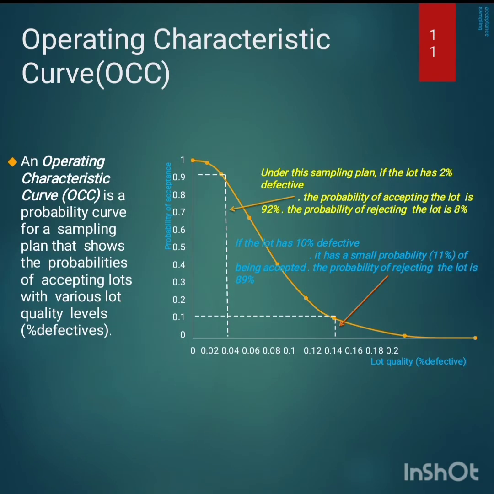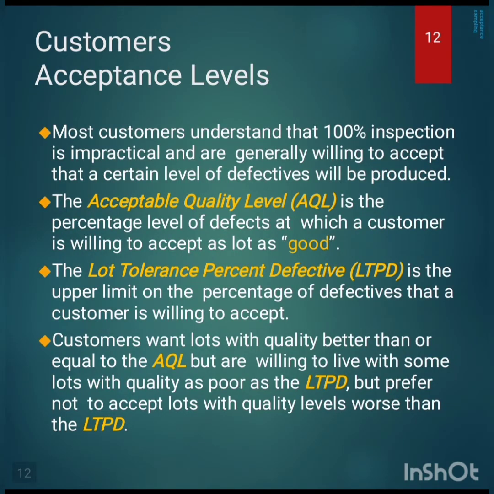After examining the samples of a lot, the data collected are drawn into a graph. A curve is drawn between percentage of defectiveness on the x-axis and probability of acceptance on the y-axis. Such a curve is called the operating characteristic curve. For example, in a sampling plan, if a lot has 2% defectiveness, the acceptance probability will be 92% and rejection will be 8%. Vice versa, if there is 10% defectiveness in the plan, then the probability will be 11% for acceptance and 89% for rejection.